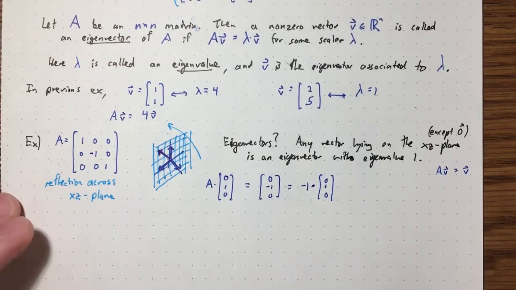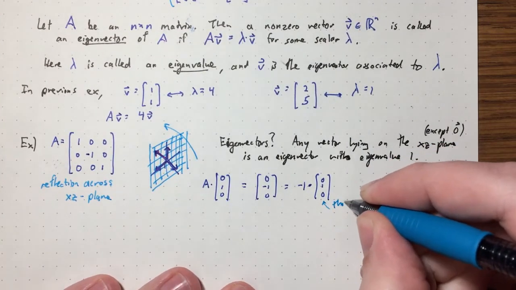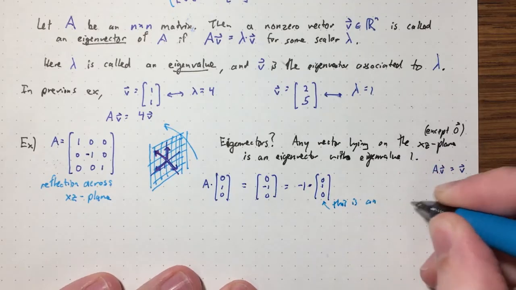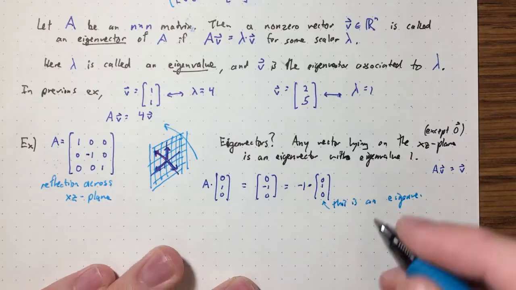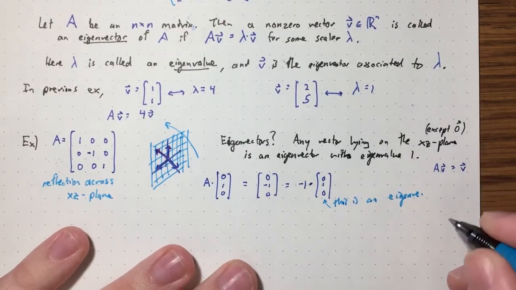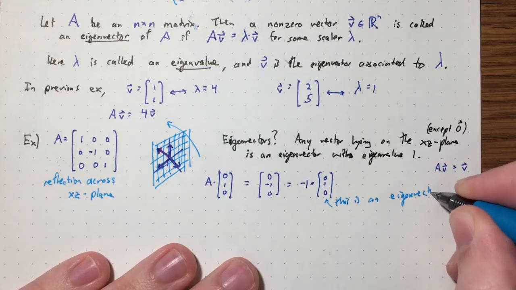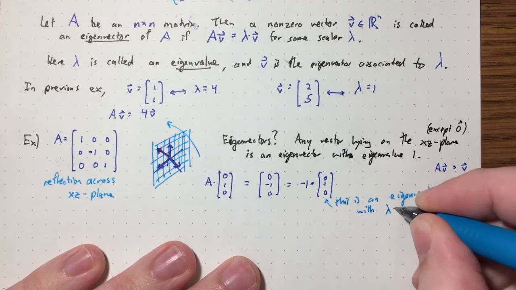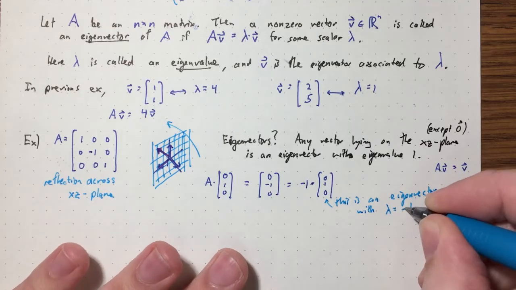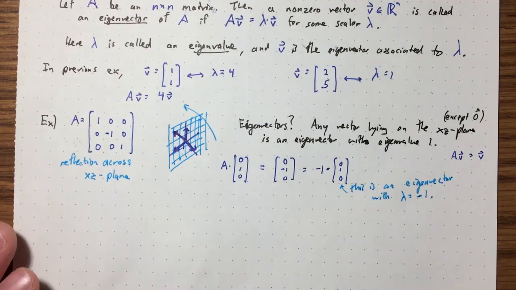Okay, so this is an eigenvector. So we have a whole plane of eigenvectors that we already found, but here's another eigenvector. And basically the whole line spanned by this also will work. This is an eigenvector with eigenvalue lambda equals minus 1. Okay, it gets reflected in the opposite direction.